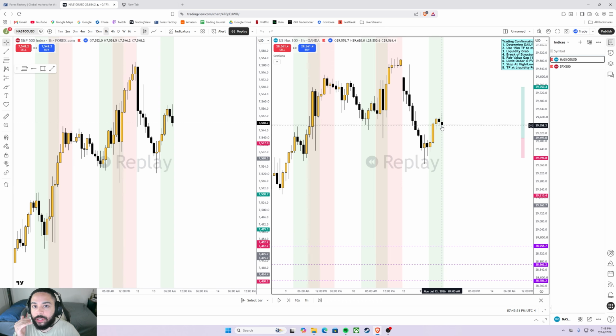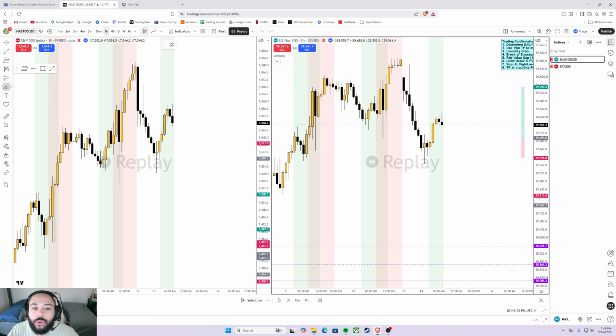What is the most recent structure shift that happened? Right here, this was the break of structure bearish. So I am bearish on both pairs, even though the S&P, according to just the chart alone and price action, looks to be bullish because there was no break of structure on the 1 hour. However, the NAS delivered a break of structure lower, so I'm approaching with a bearish higher time frame.